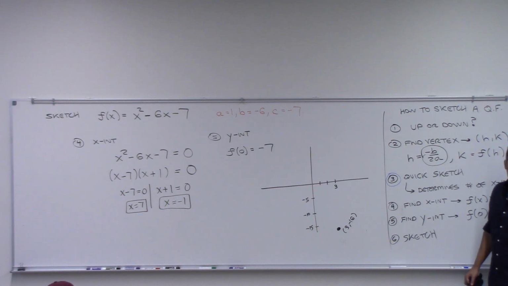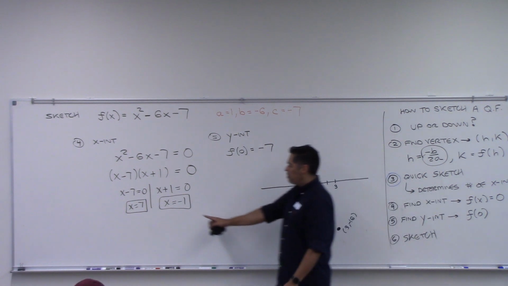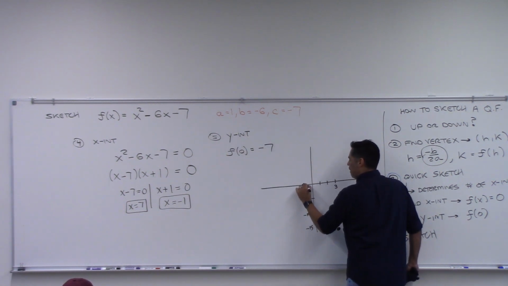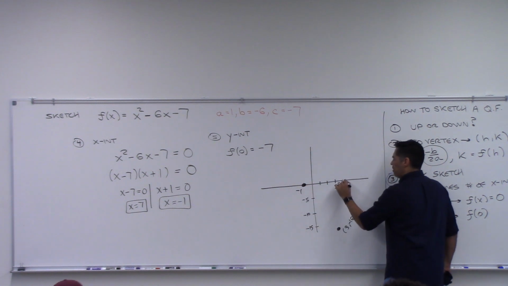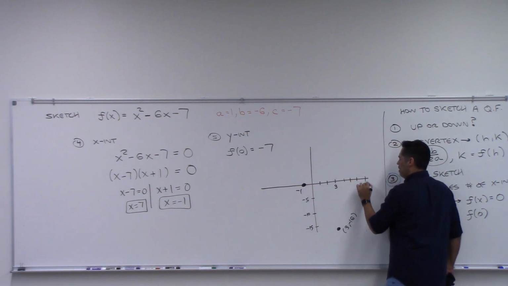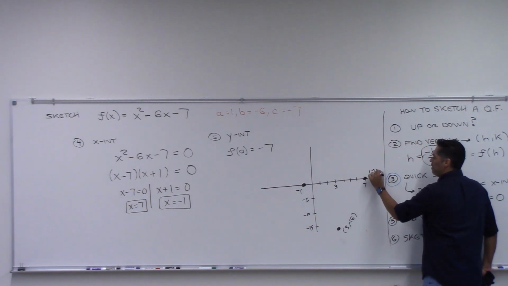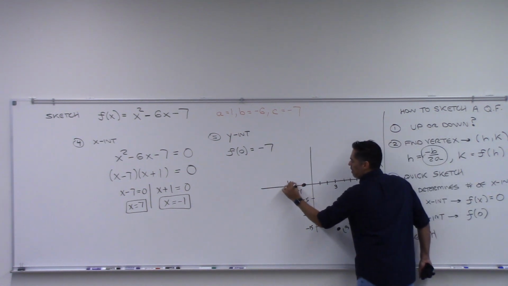The next thing I'm going to do is label or plot the x-intercepts. The x-intercepts are negative 1 and 7. So here's negative 1. And 7 is, let's see, if that's 3, that's 4, 5, 6, there's 7. Okay, those are my x-intercepts. I'll go ahead and label those. 7, 0 is that point. This point is negative 1, 0.